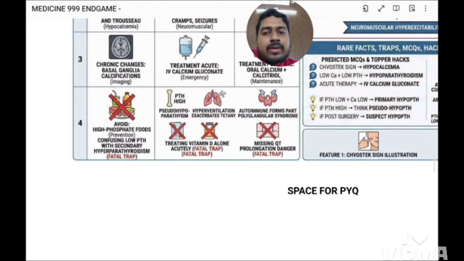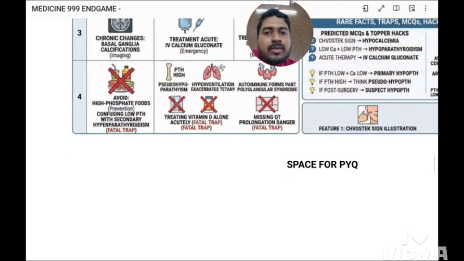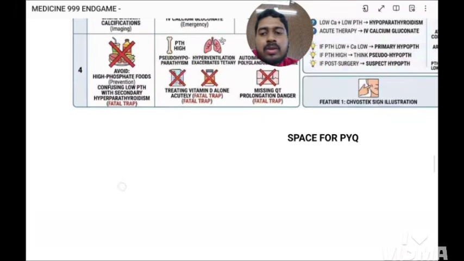Now, there are a few types in this. One is pseudohypoparathyroidism. So what is pseudohypoparathyroidism? I'll just write this in pen only. In hypoparathyroidism, what happens? PTH is decreased, calcium is decreased, phosphate is increased.